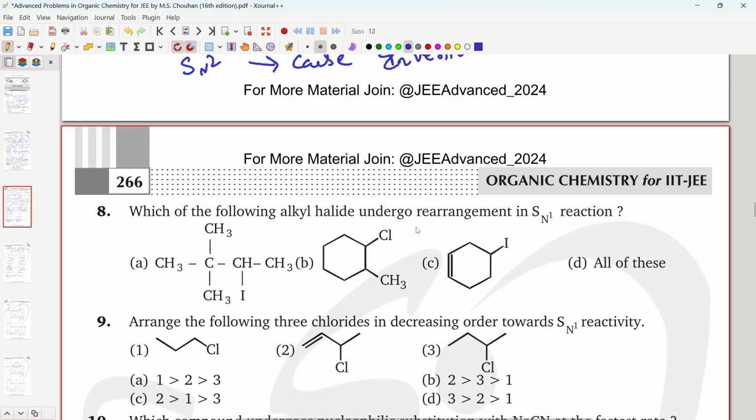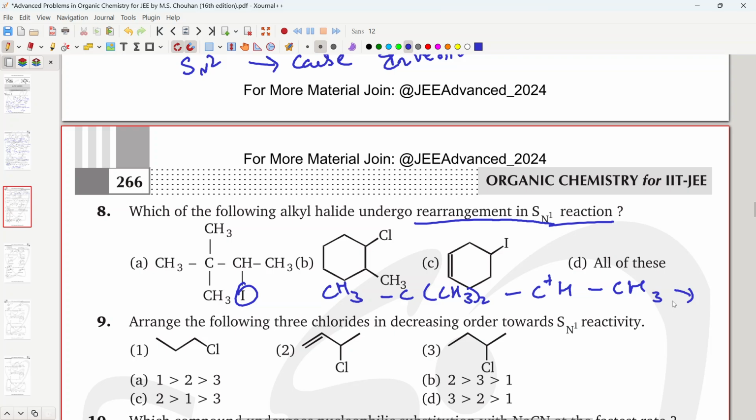Which one of the following alkyls undergo rearrangement in SN1 reaction? Option A. The loss of I gives CH3 dash C. I'm just gonna write in bracket form. This is a secondary carbocation adjacent to a quaternary carbon. Quaternary basically means this. So a 1,2 methyl shift occurs, meaning secondary goes to being tertiary. So rearrangement occurs.